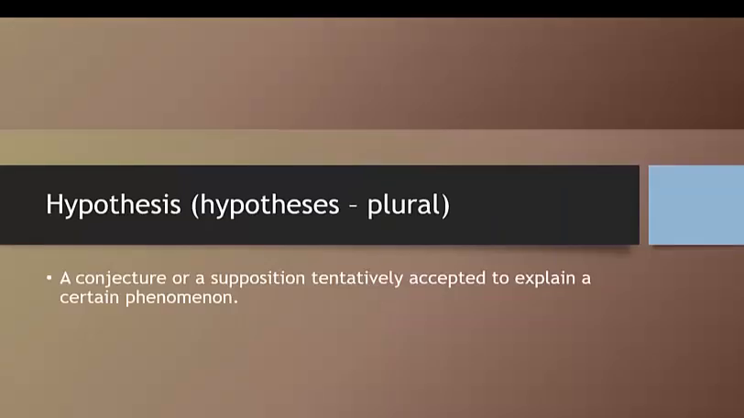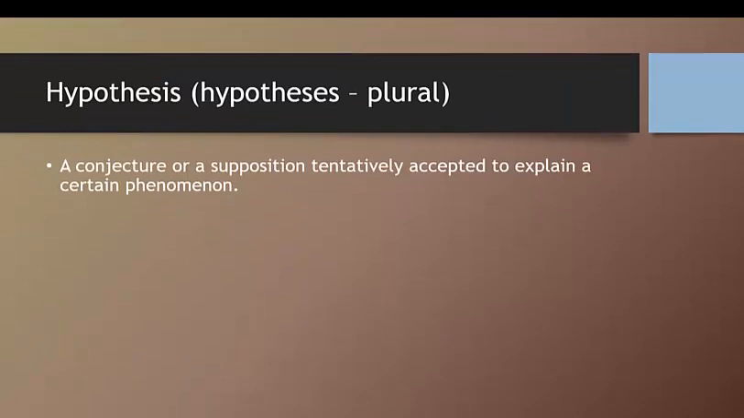So to begin with, let's talk about hypothesis. Okay, and the plural of hypothesis that ends in is is hypotheses, ending in es. Okay, so a hypothesis is simply a conjecture or supposition tentatively accepted to explain a certain phenomenon or a certain phenomena. And so we just state our hypothesis that explains what we're doing or what we think is happening, and then we're going to test it to see if it's true.